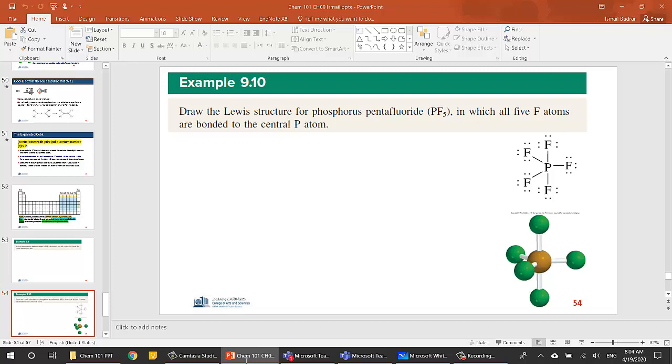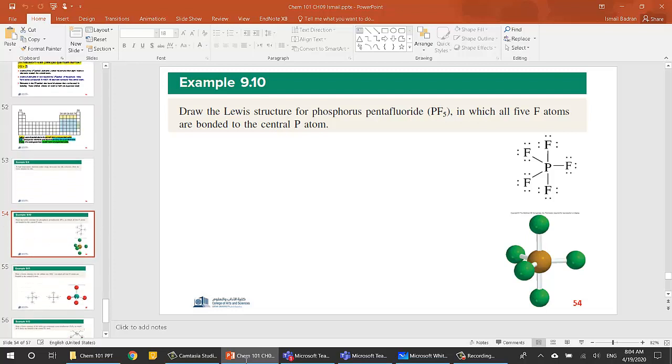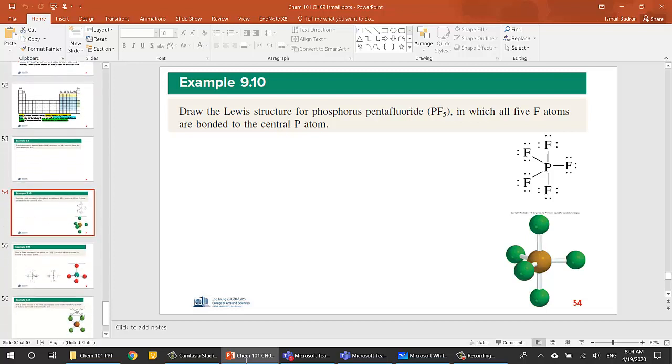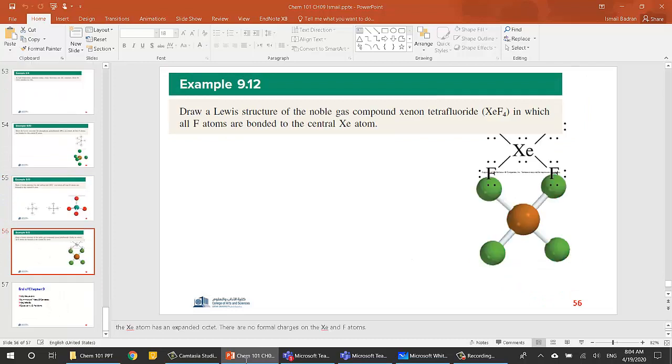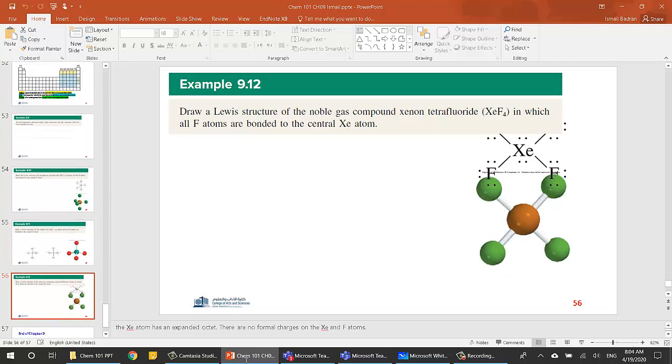If you see here, this is the Lewis structure for phosphorus pentafluoride. All the fluorines have 8 electrons around them, while phosphorus in the middle, if you count the electrons, is going to have 10. So 2, 4, 6, 8, and 10 electrons, and therefore PF5 has what we call an expanded octet. That means it has more than 8 electrons on it. And there are also a few examples in the book.